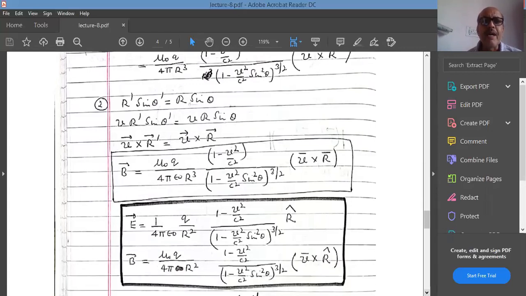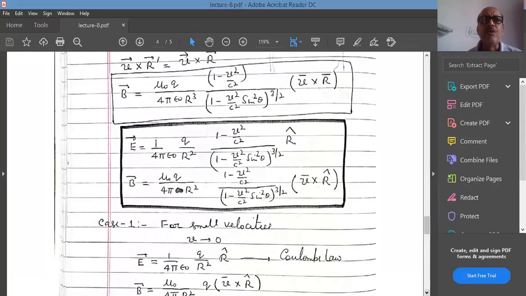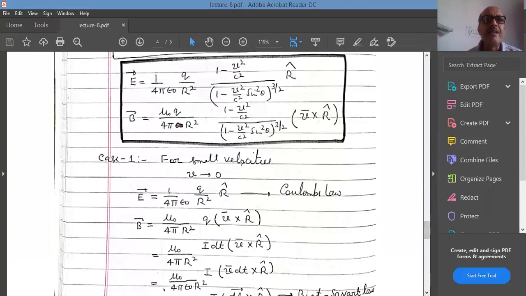So here, if you look at the two expressions, I have written them together. This is what we have got: the electric field E is 1 upon 4 pi epsilon 0, Q upon R square, and this unit vector R cap, multiplied by 1 minus B square upon C square upon 1 minus B square upon C square sine square theta to the power of 3 by 2. Similarly, the magnetic field is mu 0 Q upon 4 pi R square, and then this term into B cross R cap. We have R cap here and R cap here also. That is why the denominator has R square.